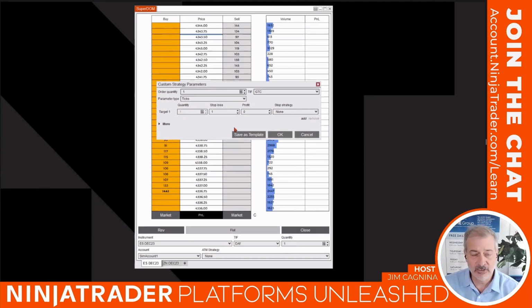Parameter is in ticks. And we'll set a stop loss. Again, this is going to be relatively random, so keep this in mind. We'll set it at 8. We'll set a profit target at 8. I'm sorry, Jim, 8 is this. 8 looks like that. Looks like a snowman. We've got another 8 in there. And then the stop strategy is none. I could add a trail stop and all that stuff, but that's kind of going into another show that we're going to do later on. And I'm going to hit OK.